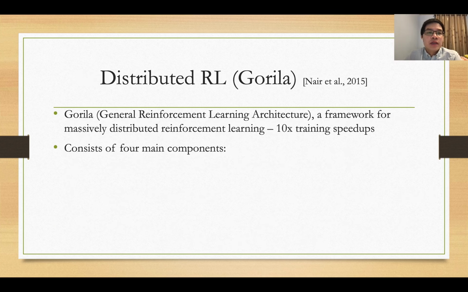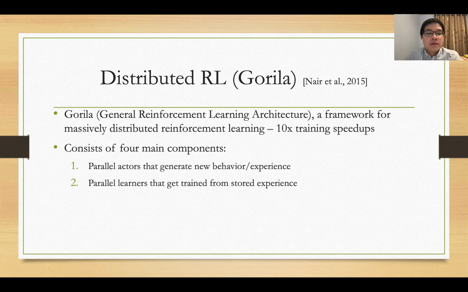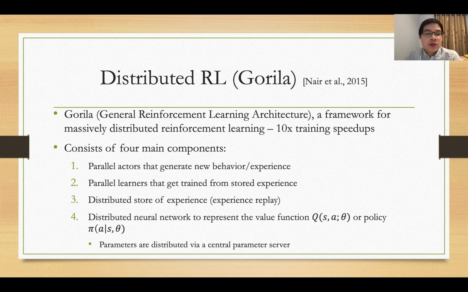And again in 2015, Nair and his co-authors introduced Gorilla, which is short for General Reinforcement Learning Architecture. It is a framework for distributed reinforcement learning, and the results lead to approximately 10 times training speedups over a vanilla undistributed DQN. The architecture consists of 4 main components: parallel actors that generate new behavior and experience, parallel learners that get trained from stored experience, a distributed store of experience, and a distributed neural network to represent the value function or policy. The parameters are distributed via a central parameter server.